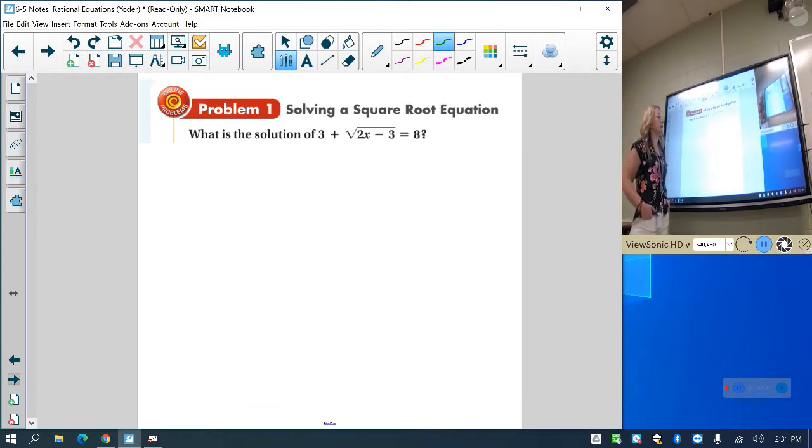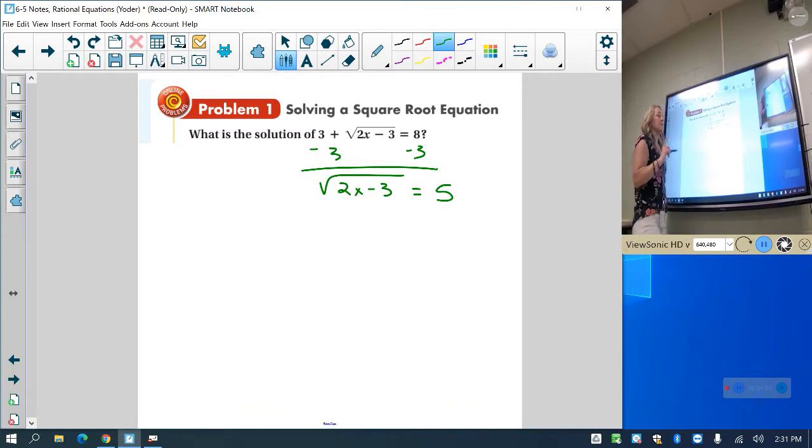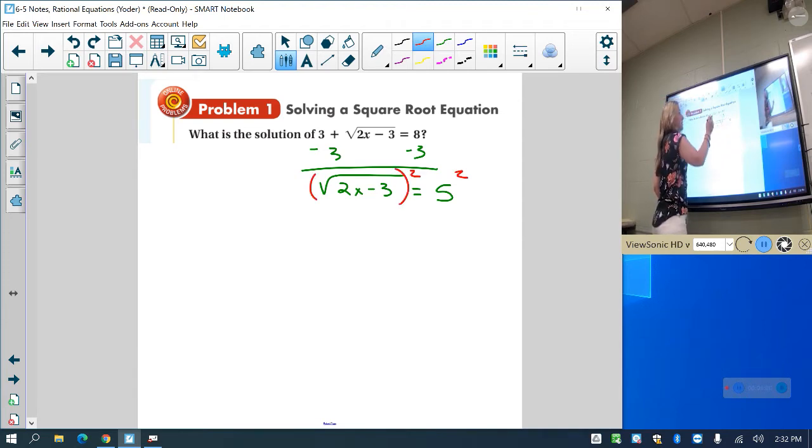Now, how do we solve this square root equation? First step, I have to isolate the square root. So I'm going to subtract 3 from both sides. So I have the square root of 2x minus 3 equals 5. And we remember, what's the opposite of square root? Squared. So in order to get rid of the square root, we're going to square both sides of the equation.